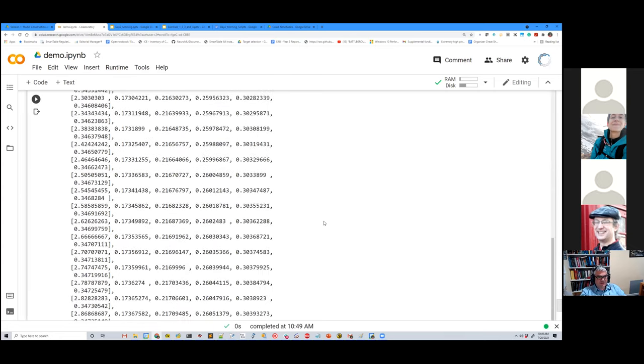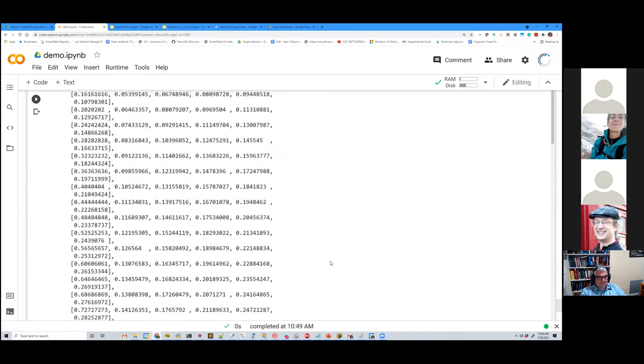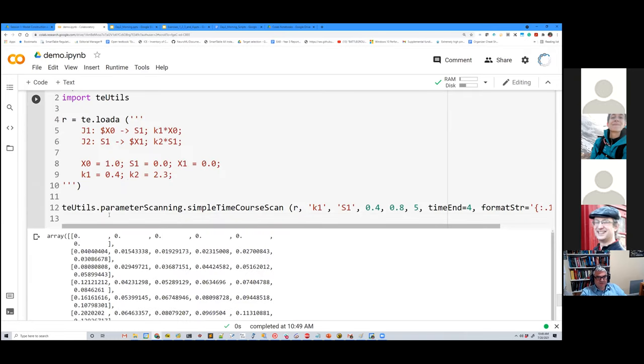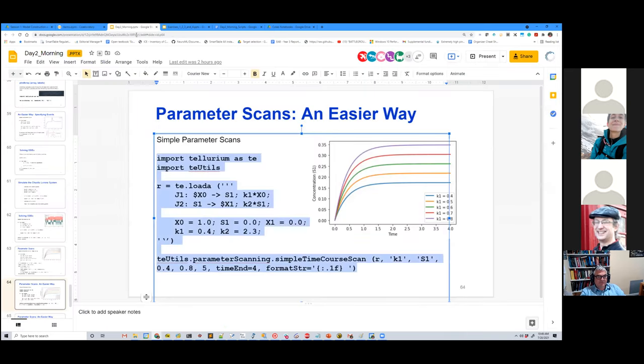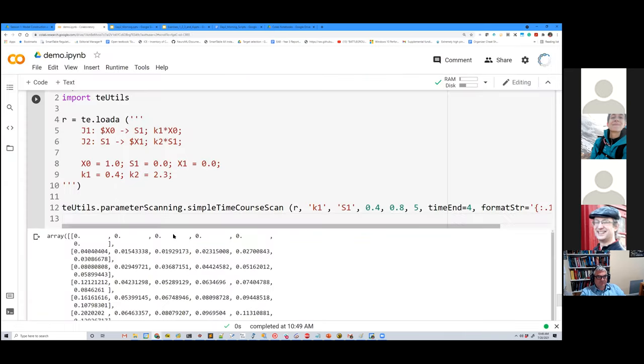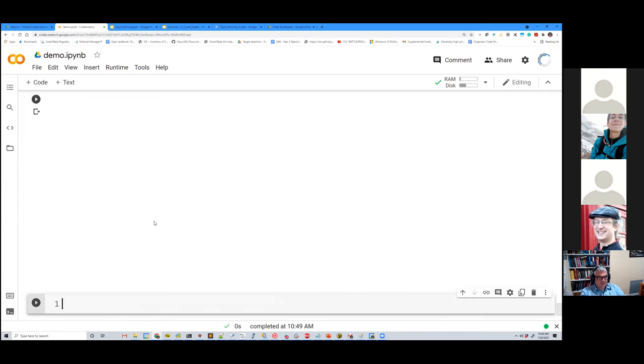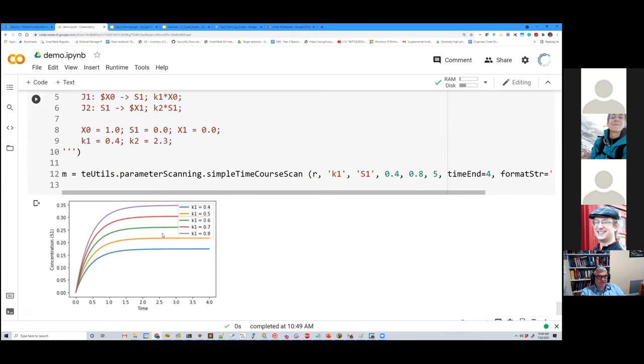Oh, it just gave you the data, did it? Yeah, okay. What did it do? It's not plotting. Oh, what is it doing? In your previous cell, did you have a plotting thing? No. Oh, there it goes. All right, okay. I don't know what happened there. Anyway, it'll plot as well.